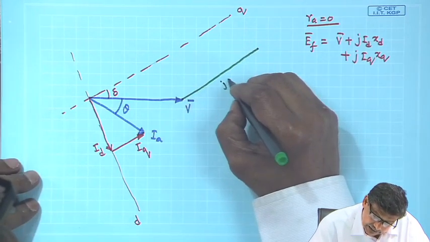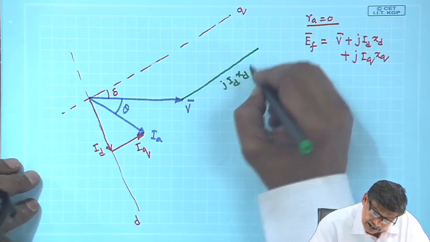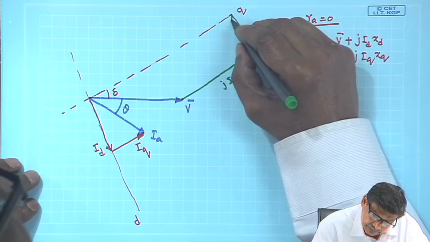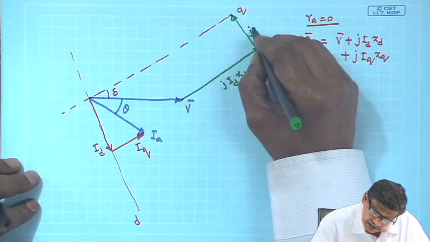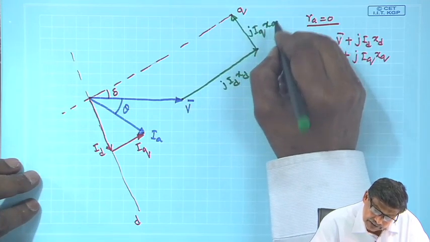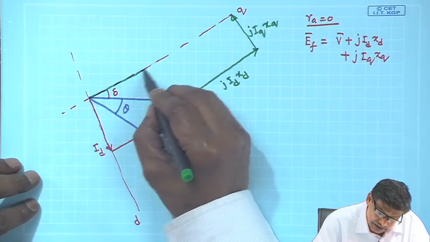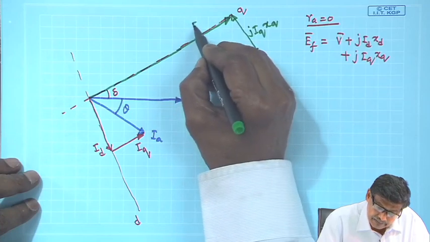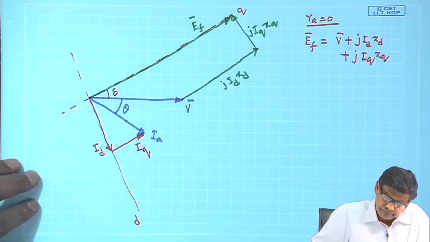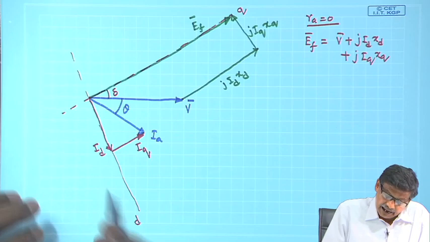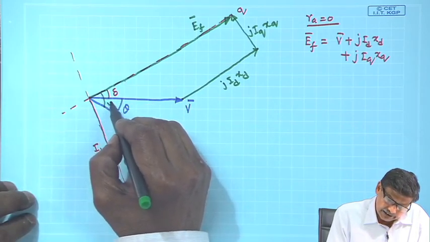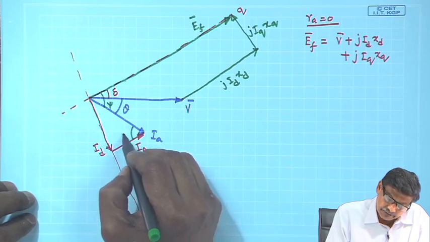This is jIdXd, and to this you add this one, jIqXq, and this length will be your EF. Okay. And this whole angle is also psi, and this is psi, we have got this.